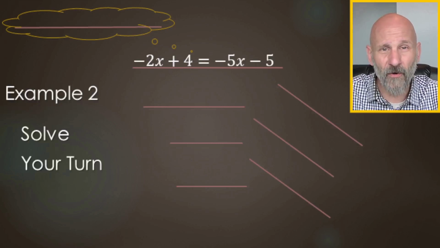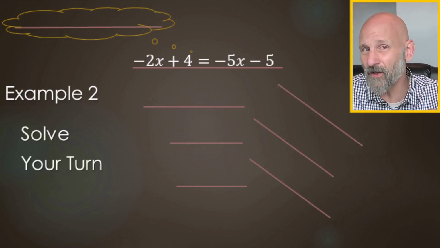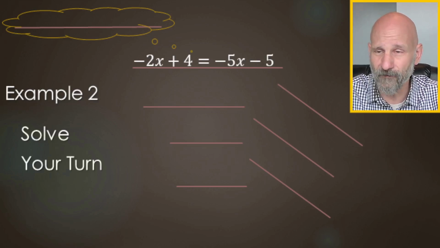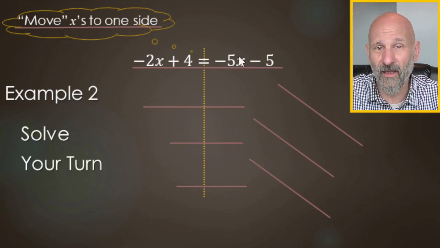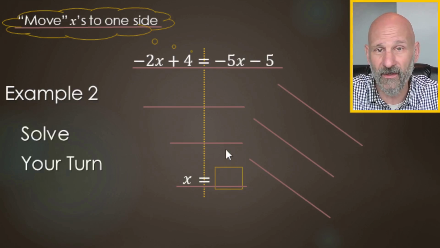Another example here, go ahead and give this one a try. Pause the video, then come on back and see how you did. Notice we do have variables on both sides of the equal sign. I don't want any x's on the right side. I want them all on the left side, so my answer will look like this at the very bottom.